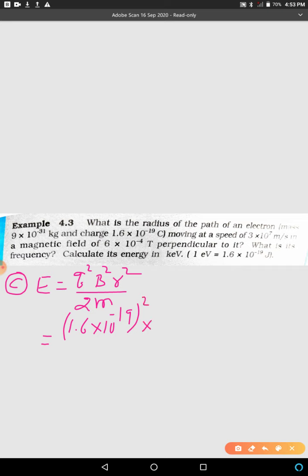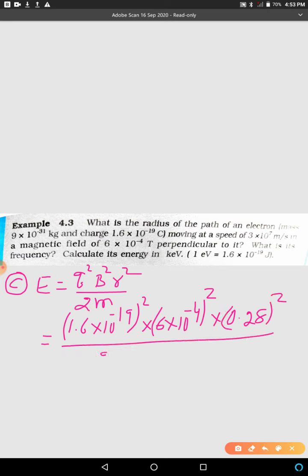B square, what is the strength of the magnetic field? It is 6 into 10 power of minus 4 square. Radius square is 0.28, we did in the previous B. 0.28 square divided by 2 into m, mass of the electron is 9 into 10 power of minus 31. Let's see how much it comes to.